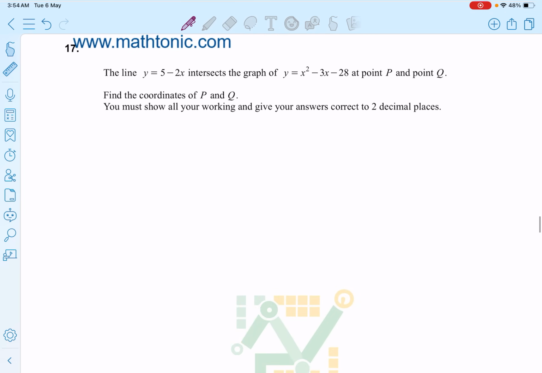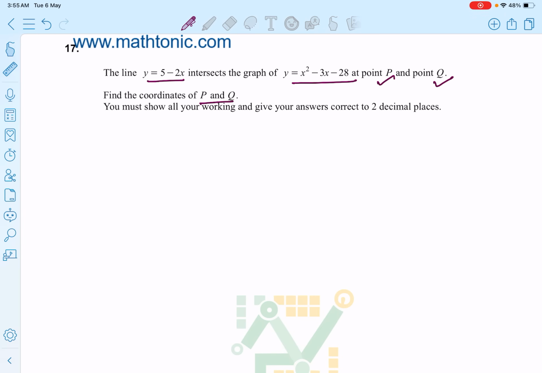Yes. Question number 17. Question number 17 is: given that the line 5 minus 2x intersects the graph y equals x squared minus 3x minus 28 at points P and Q. The coordinates of P and Q we need to find out.